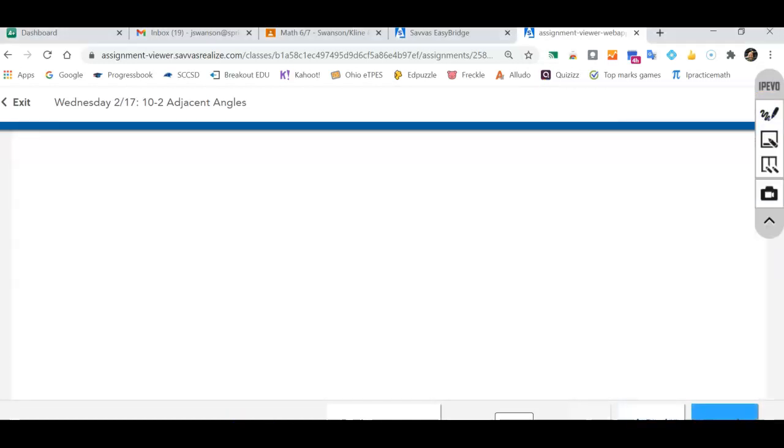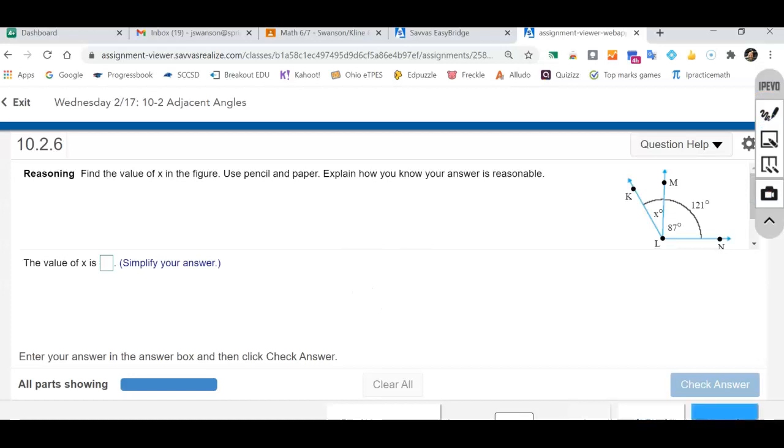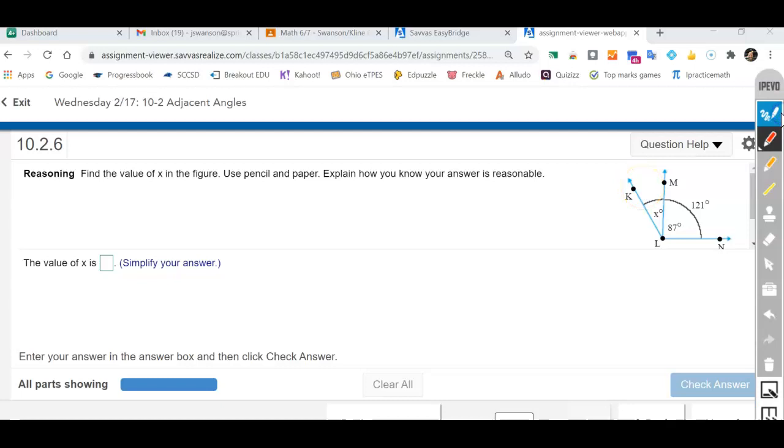You have another one where you got to solve for x. So these two angles together equal, this one looks weird. What it's saying is this whole thing is 121. This is what we don't know. So the part is 87. Another part is x. You just subtract 87 from the total 121 to figure out what the adjacent x is, okay?